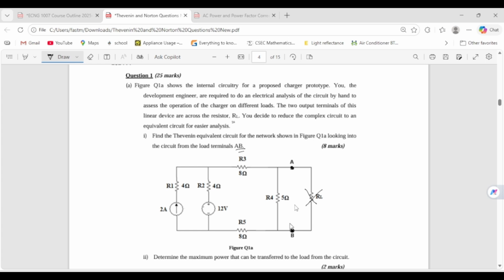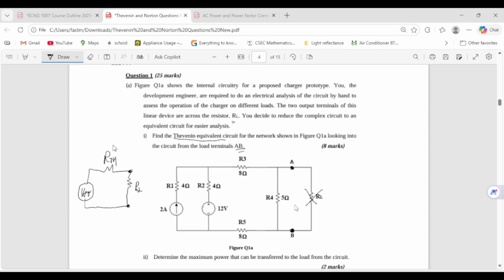Two terminals here. With the question, they want us to find the Thevenin equivalent circuit. Okay, so we know the Thevenin equivalent circuit. We have your VTH in series with RTH, and that's basically what you're trying to do. And obviously, your RL will go here. Yeah, that's your load resistor, okay?